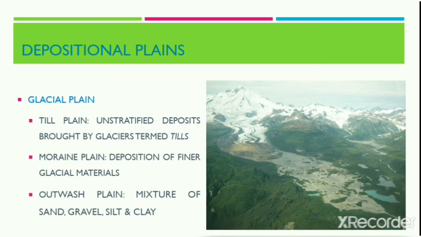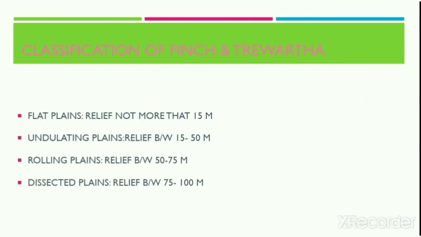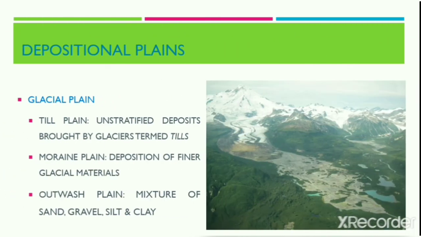The till plains are generally finer to coarser materials brought by the glaciers. These plains formed of tills are termed till plains, which are characterized by an undulating wave-like surface having small ridges and peaks. The moraine plains are the deposition of finer glacial materials, whereas the outwash plains are composed of a mixture of sand, gravel, silt, and clay.